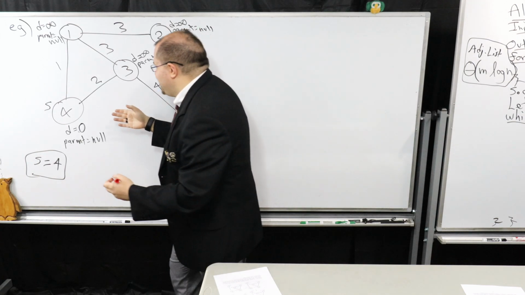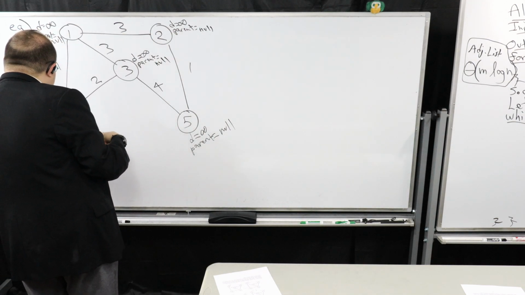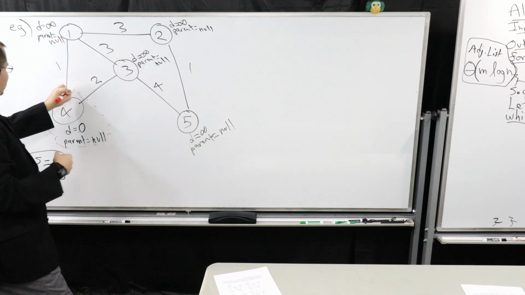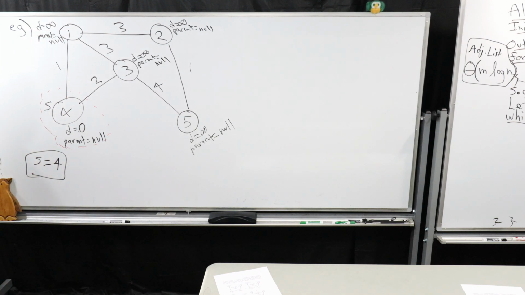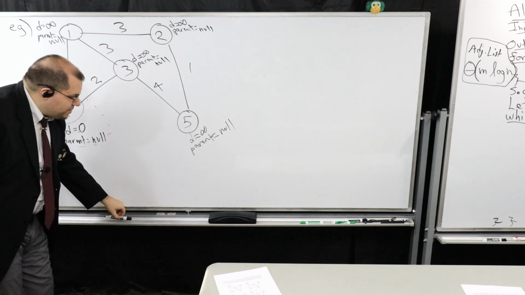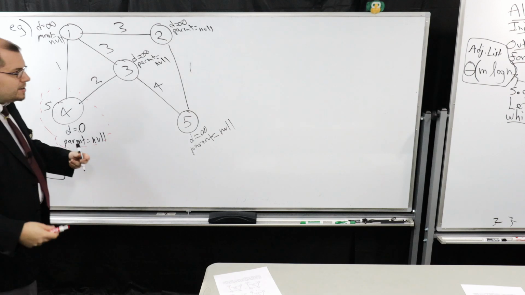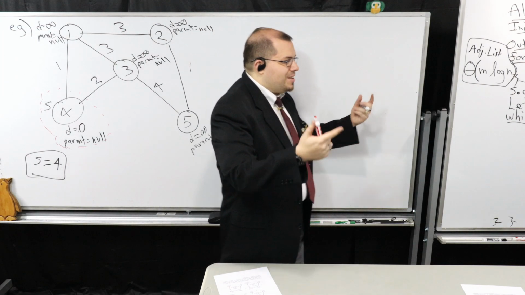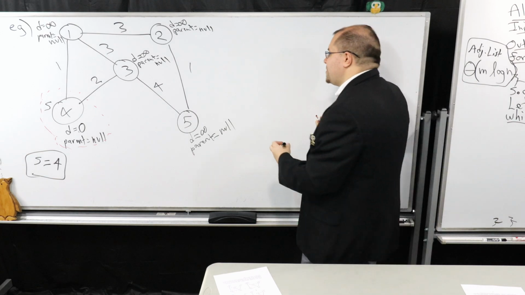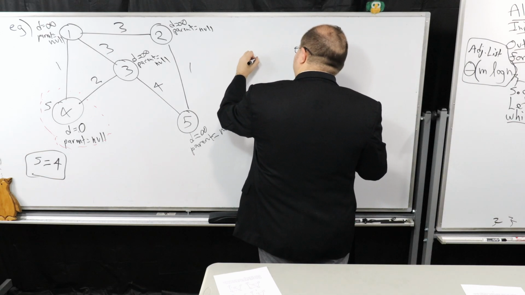So the blob is starting here at 4. So it's gobbled up 4 here. And now what I'm going to do is look at all my incident edges on 4 and see if I can update their D values, meaning I have a closer way of getting to them. And the blob is always going to pick the closest vertex that is not in the blob. So just remember that.